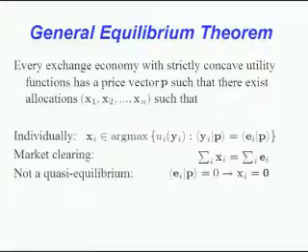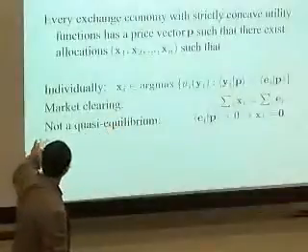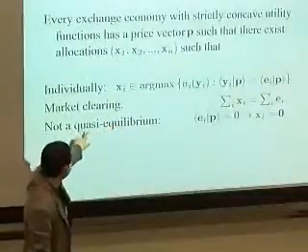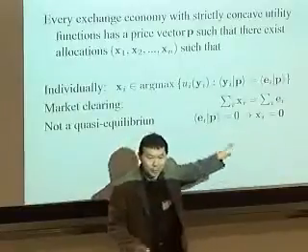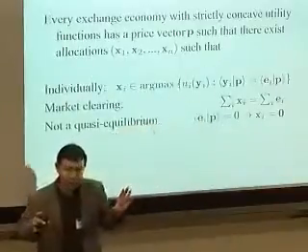And clearly, the problem is how quickly we can compute it. Okay, so here is basically a theorem, basically saying that individually you optimize, you have the market clearing condition, and it's not a quasi-equilibrium. Namely, if you have no money, you're not allowed to buy anything. So that's the mathematical formulation of the equilibrium.